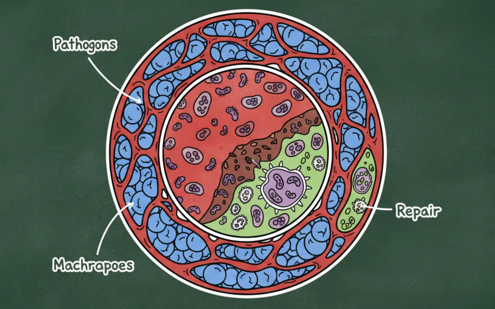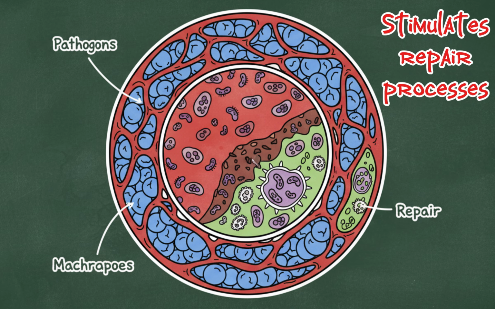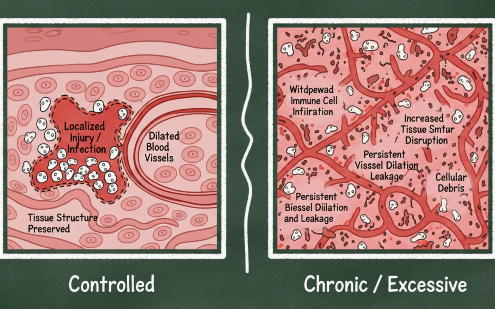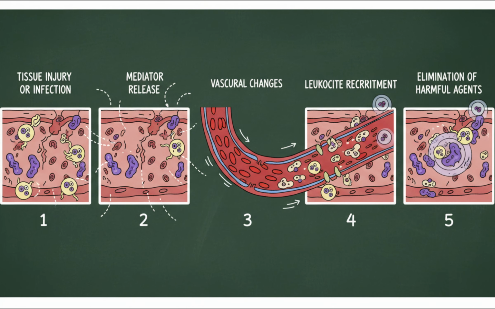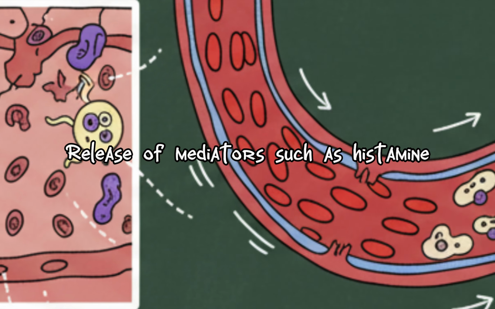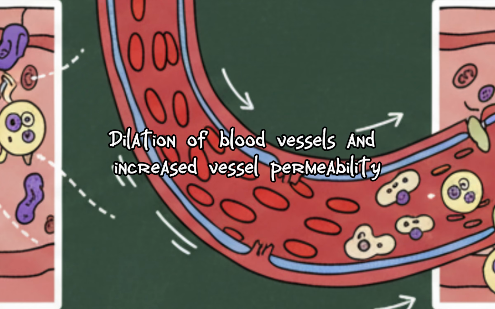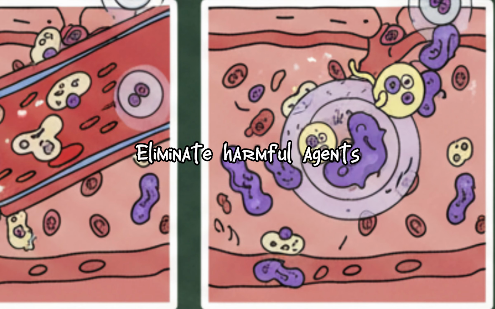Inflammation is beneficial because it isolates pathogens, mobilizes defense forces, and stimulates repair processes. However, if inflammation is excessive or prolonged, it can damage tissues and become a cause of disease. The inflammatory response follows a sequence: recognition of injury, release of mediators such as histamine, dilation of blood vessels, and increased vessel permeability, followed by the migration of white blood cells to the inflamed site to eliminate harmful agents.